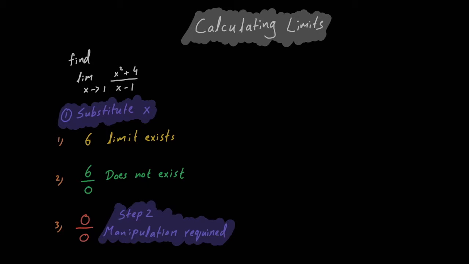So we have already covered the first two scenarios. Number one, where the limit exists, and number two, where the limit does not exist, where 0 is in the denominator. The third scenario is when after substituting for x, the answer comes out to be 0 divided by 0. Then we have to move to step number 2, which is manipulation of the equation to find the answer.